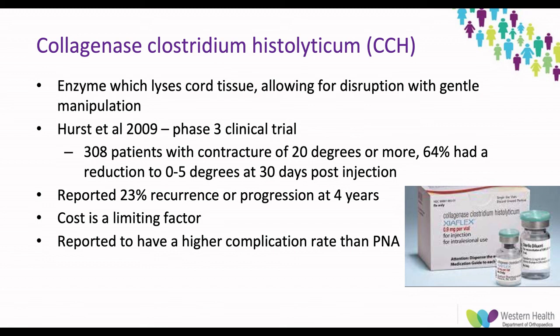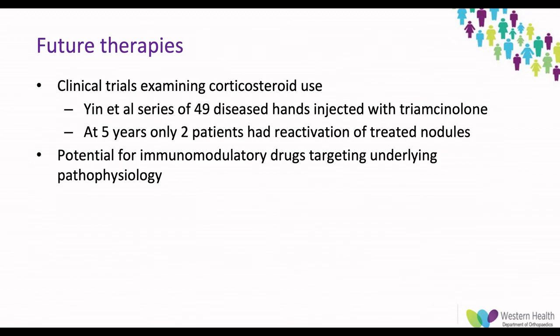It's been reported to have 23% recurrence or progression at 4 years. Cost is a limiting factor. On a per-digit basis, after PNA, CCH, and open fasciectomy at 5 years, the cost was $1,540, $5,952, and $5,507 respectively. So it's the more expensive of the options. It is also reported to have a higher complication rate than PNA.